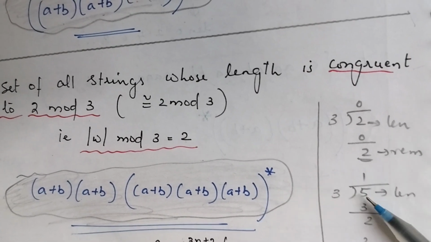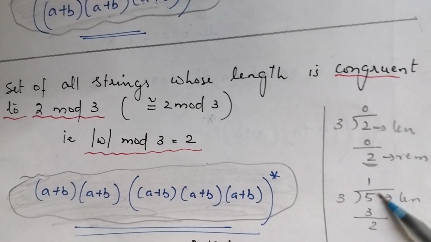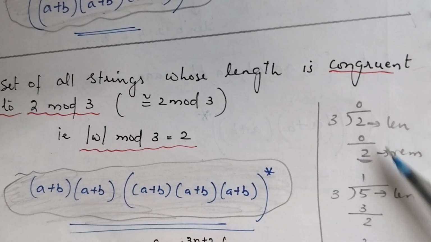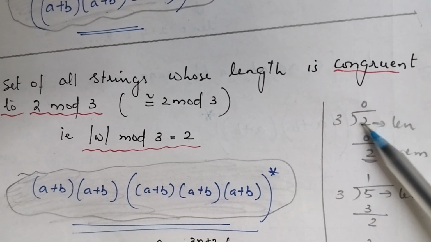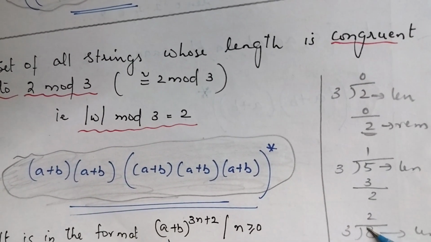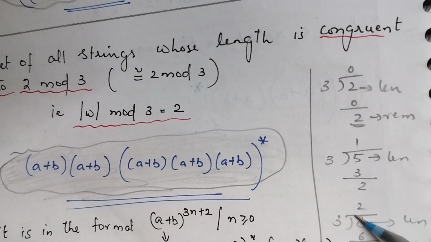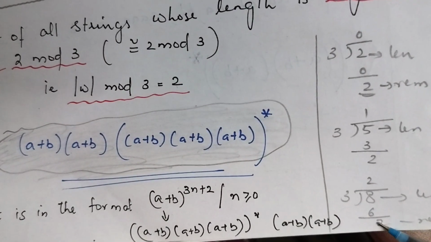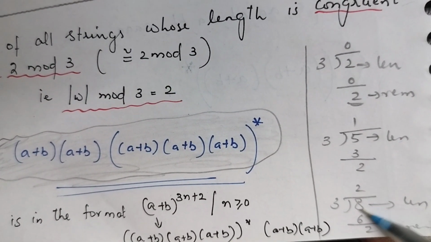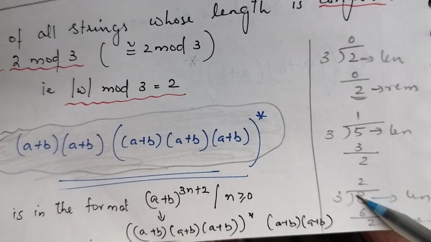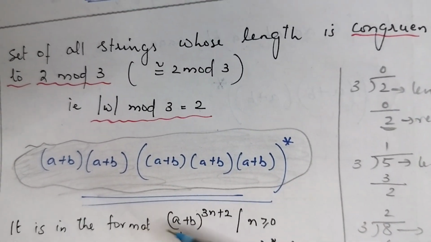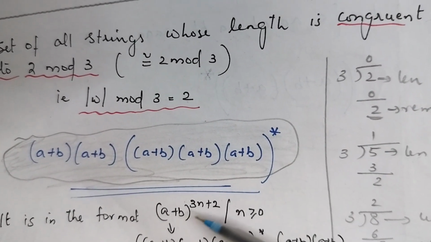So next, the set of all strings of length 5 will be accepted. The set of all strings of length 2 will be accepted. Next, the set of all strings of length 8, and so on. So 8 divided by 3, we will get the remainder 2, so we can take the string of length 8. Okay, so mathematically we can think like this.